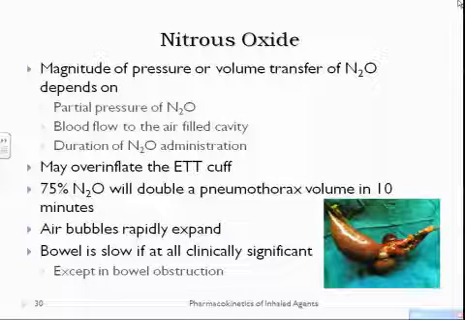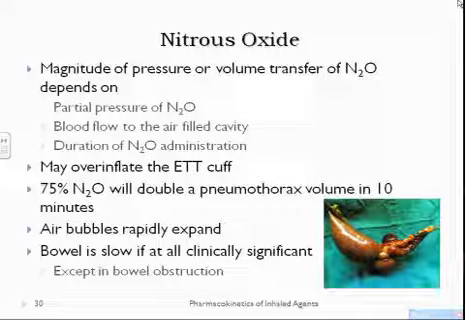It can't happen. Will it tighten the endotracheal tube cuff? Yes. Should you decrease the cuff pressure over time? Yes, you should consider it. But will the cuff explode with nitrous oxide? Absolutely not. Can't happen. It doesn't have enough partial pressure difference to be able to do that.